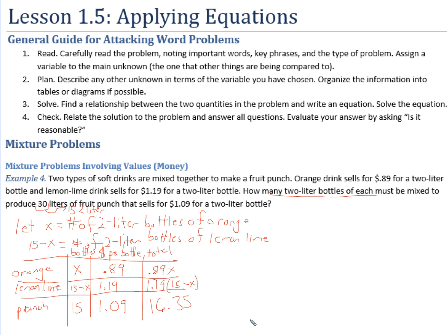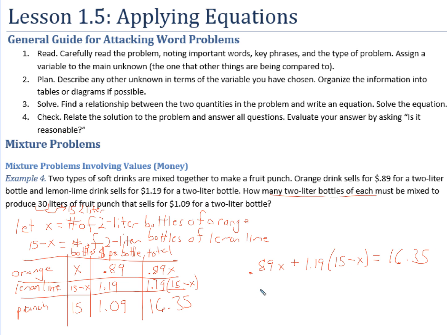And now this is going to be similar to when we dealt with interest problems, because we have the money spent on the orange drink plus the money spent on the lemon lime drink will give us the total money spent. So we can do 0.89x plus the 1.19 times 15 minus X is going to equal the 16.35.